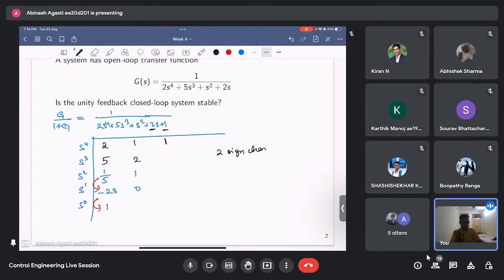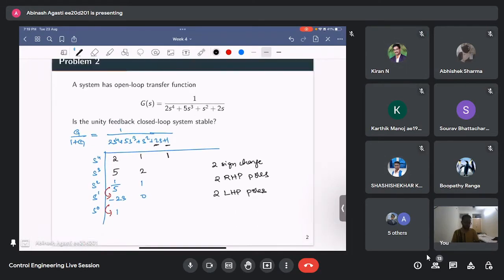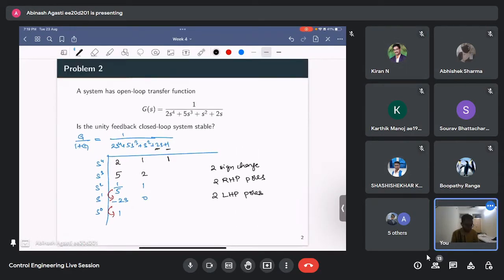So what does that mean? That means I have two poles in the right half plane, two right half plane poles. Now what is the order of the characteristic equation? It is fourth order. So we should have four roots, and since two are in the right half plane, the other two will be in the left half plane. Correct? Is this part clear? Yes, sir. Okay, so we'll move forward.